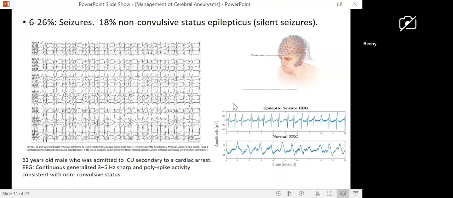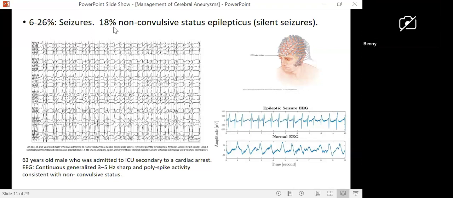Up to 26% of patients can have seizures. So here's the EEG of someone with non-convulsive status. A normal EEG, when you put electrodes on someone's head, looks like this. Continuous seizure activity will look like this. So this is someone who's having a generalized seizure. Up to 18% of patients can have non-convulsive status, which essentially are silent seizures. Your brain is seizing, but your body is not shaking, like with classic seizures.